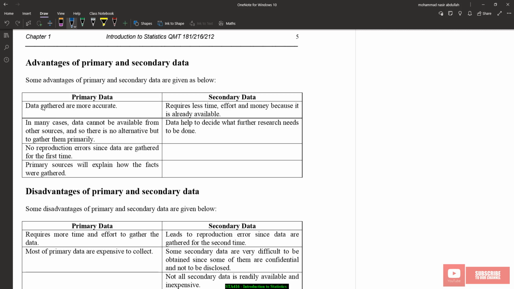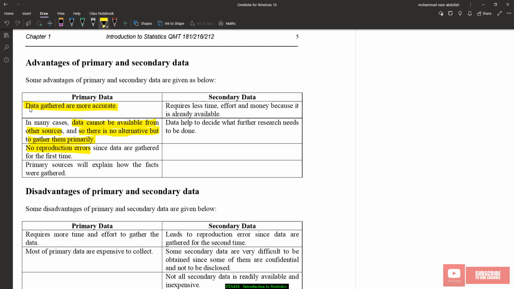Advantage of primary data are more accurate. Data gathered are more accurate. So in many cases, data cannot be available from other sources, so there is no alternative but to gather them primary. And no reproduction error. Right? Kalau secondary data ni ada reproduction error, maybe in printing, maybe someone else try to copy the data and tak tulis data tu betul-betul. That is a reproduction error.